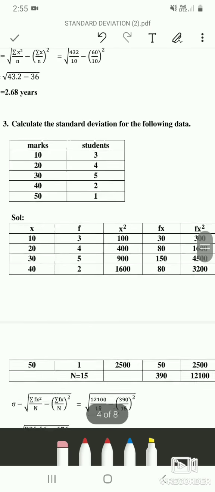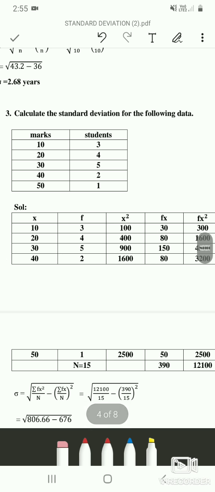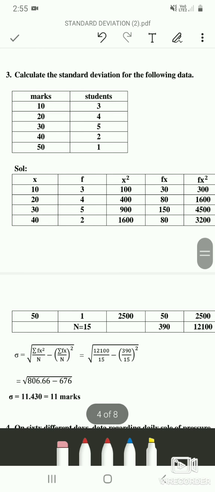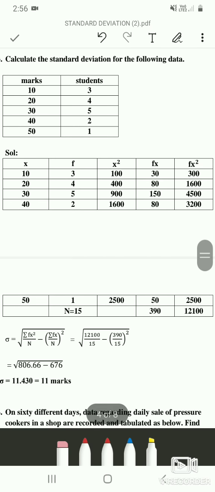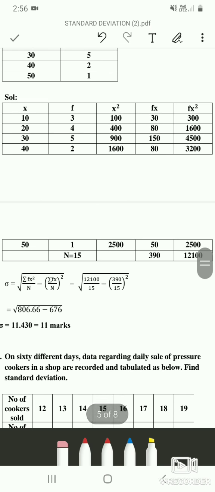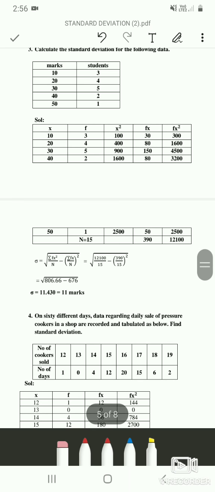Let us see the next problem, which is of the discrete case. The question is, calculate standard deviation for the following data. They have given marks. Marks are 10, 20, 30, 40 and 50 and number of students are 3, 4, 5, 2 and 1. Let us see how to calculate.